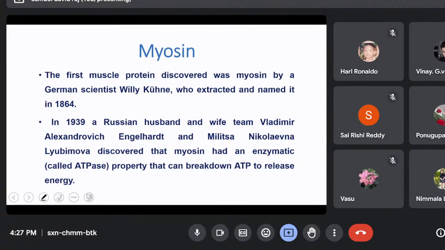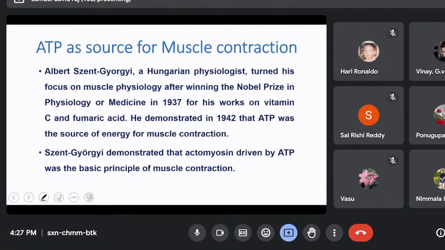When we have studied the myosin, we have seen that myosin has a tail portion and a head portion, and this head portion is said to be having ATPase activity so that it can break down ATP, release ADP, inorganic phosphate, and energy. That was discovered by two scientists. And coming to the discovery that ATP is the source for muscle contraction, this is also one of the important bits.